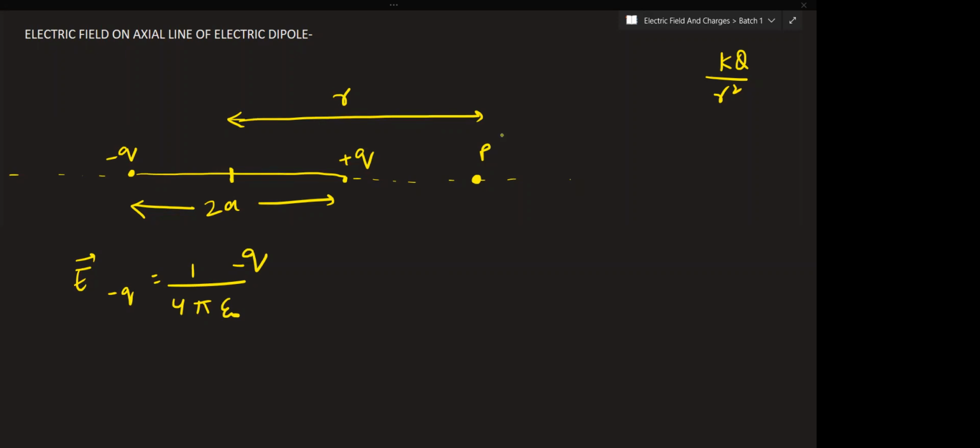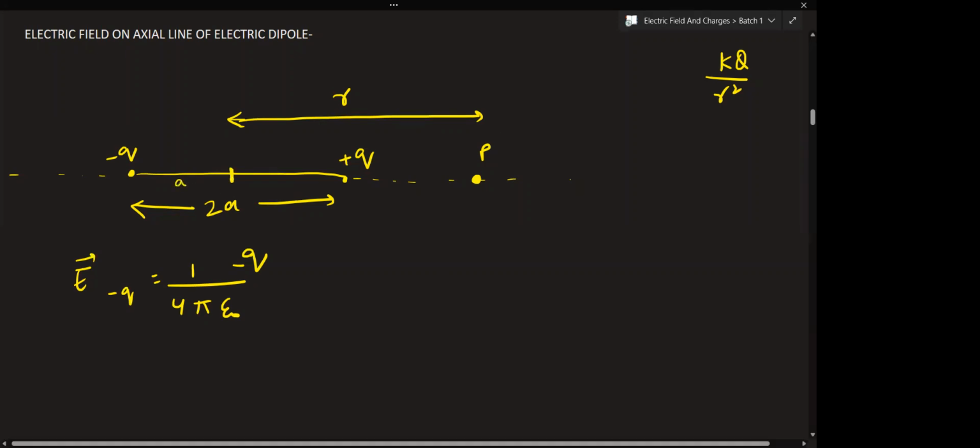This much is r. And see, if this is 2a, then it means half of this will be a and half of this will be a. That's why we are saying the separation between these two charges is 2a. So you just have to see this point where minus q is located and point P. Till here we have small r. What is additional over here? a only. So this is (r plus a) whole square. This is electric field.